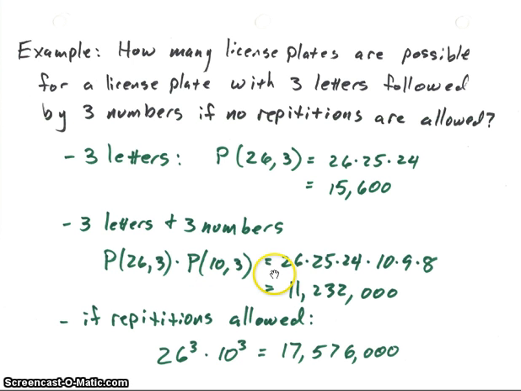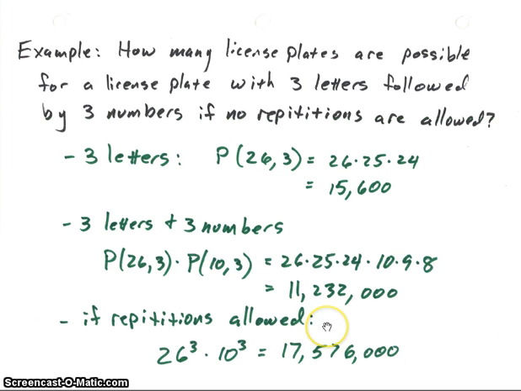So the total number of license plates that we could make would be 26 times 25 times 24, and then for the numbers it'd be 10 times 9 times 8. That comes out to about 11,232,000 different license plates.